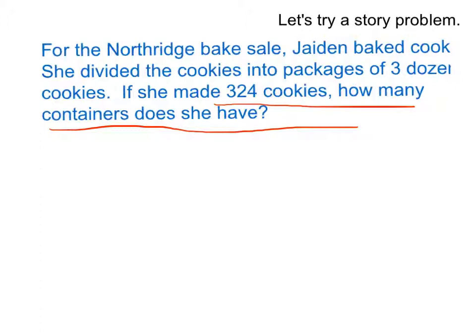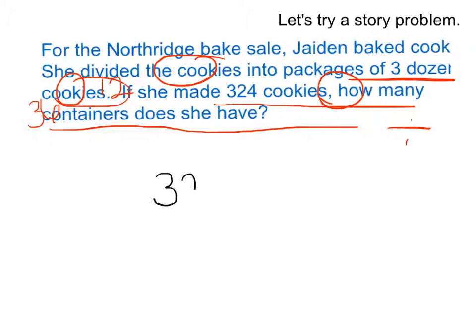And then I'm going to look for my numbers. I have 324 and 3 dozen. Ooh, how many is 3 dozen? Well, in a dozen I have 12, so 3 times 12 is 36. So this number is really 36. Now I need to find out what operation I'm going to use. I know that I'm dividing the cookies into packages. So my operation is division. My problem is going to be 324 divided by 36.